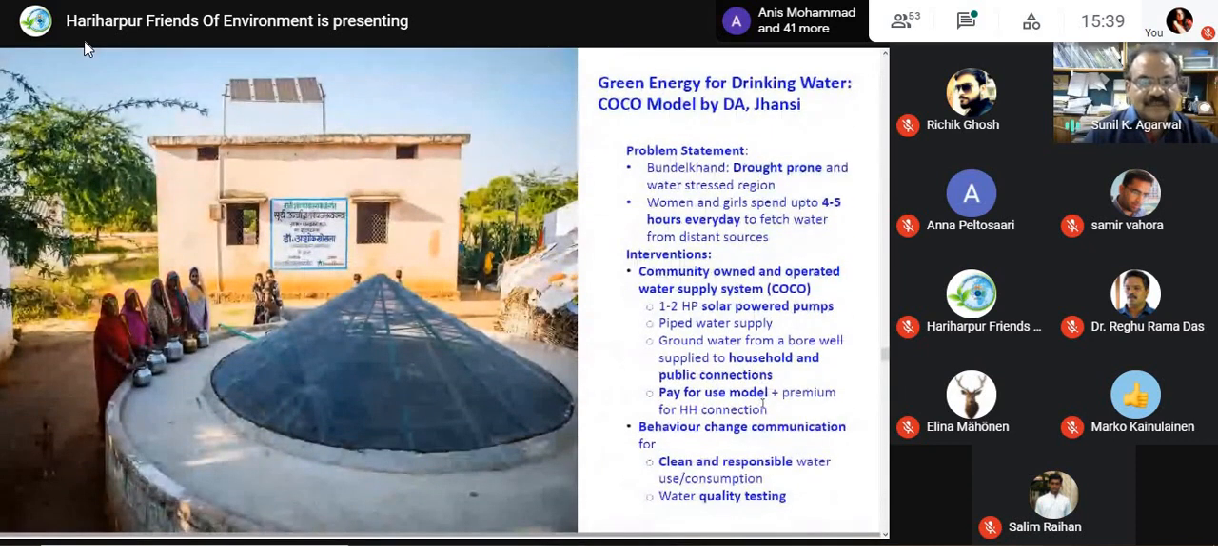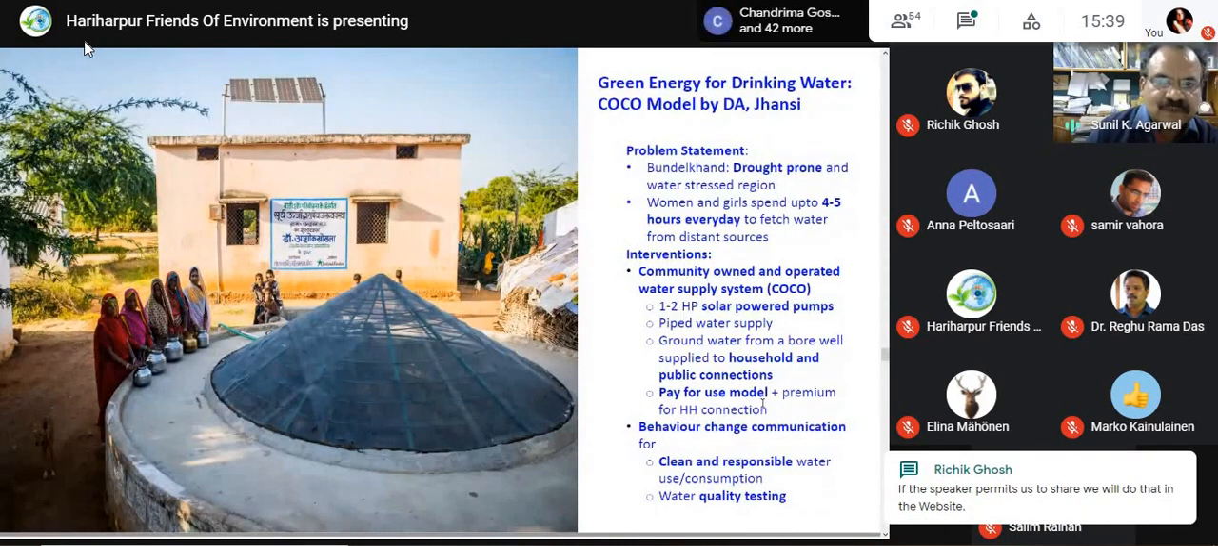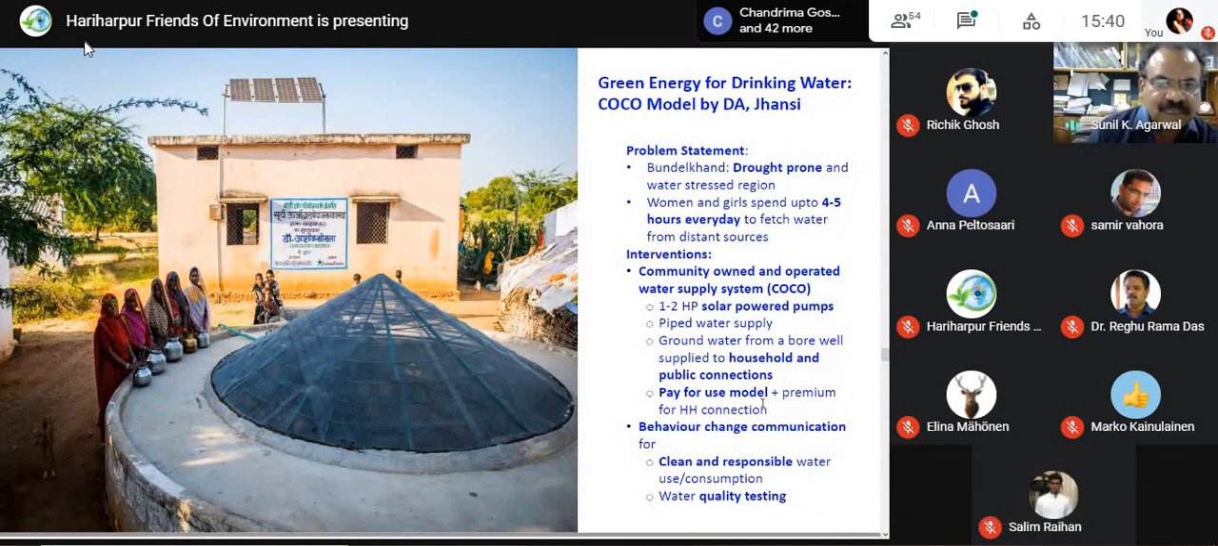And this is another initiative, because you know the area of operation, Bundelkhand on the UP and MP border, is an area where water shortage is really a problem, and women have to spend 4 to 5 hours to fetch water from distant sources. So as per the need, DA has designed a community-owned and operated water supply system, and that is operational, and it is really helping not only for drinking but for irrigation as well. Next slide, please.